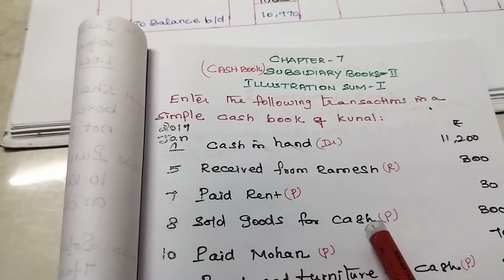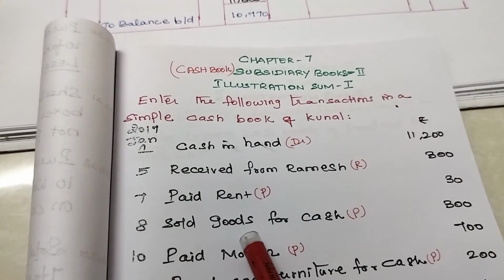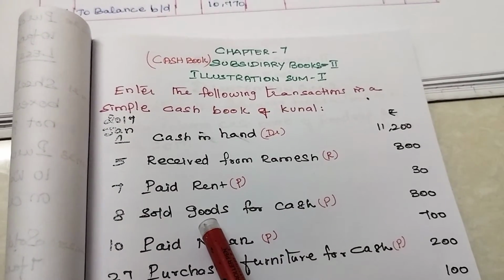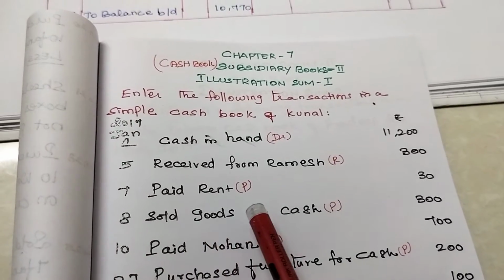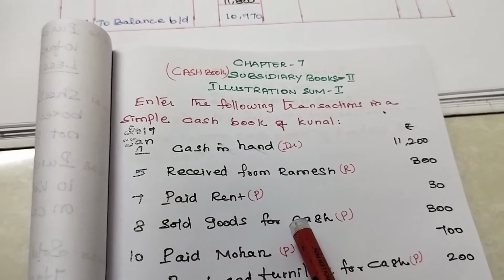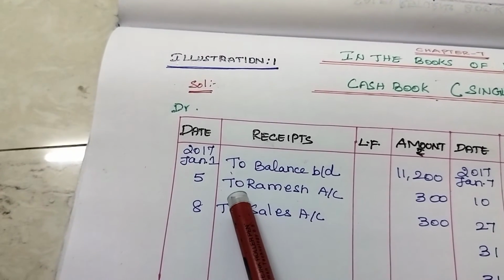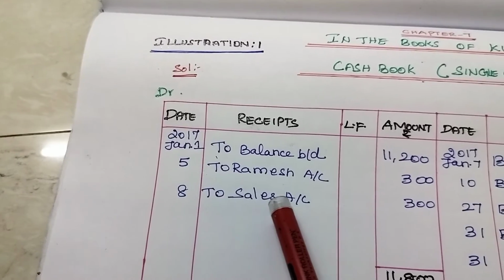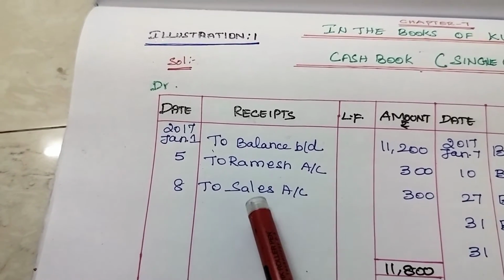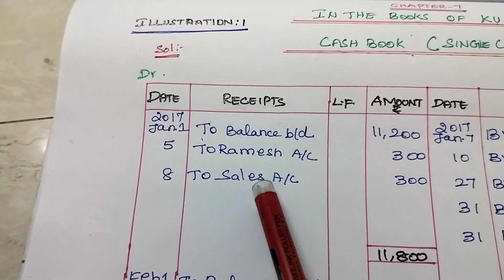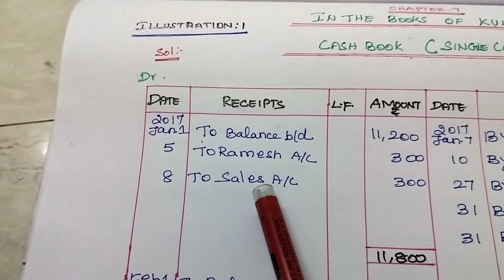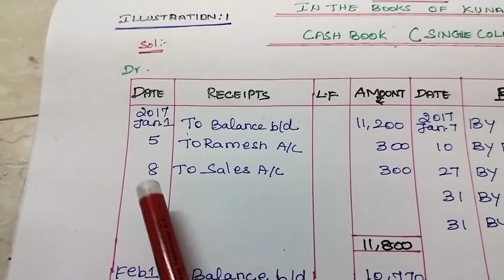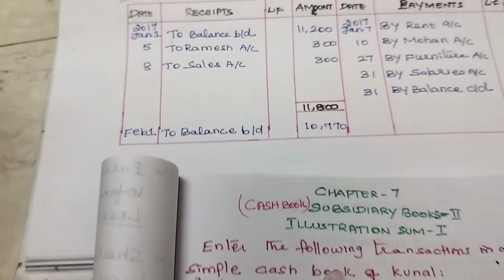January 8, sold goods for cash rupees 300. Whenever you sell goods, you receive income. So sold goods means receipt of income, and you go to the debit side. January 8, To Sales account, 300, because this is the income side, a receipt. Your cash account increased, and whenever your cash account increases you have to debit the cash account. So on January 8, To Sales account, 300 rupees.